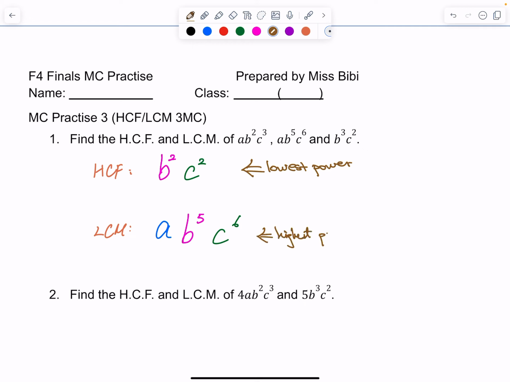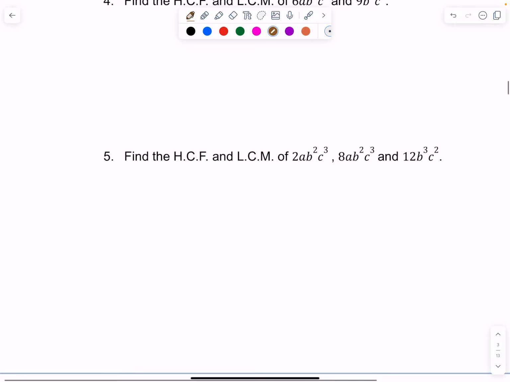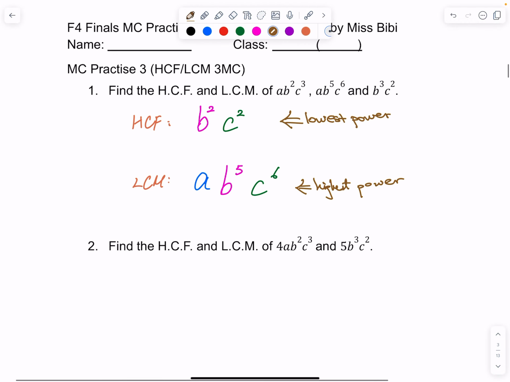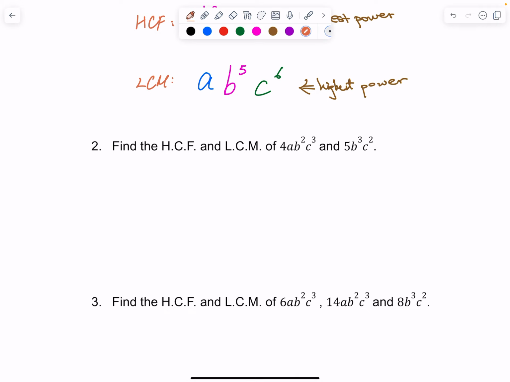That's for unknowns, okay? If this is fine, let's do the next one. The others all have numbers, because in the exam you do have numbers. HCF and LCM. Do you know how to do the HCF and LCM of numbers?